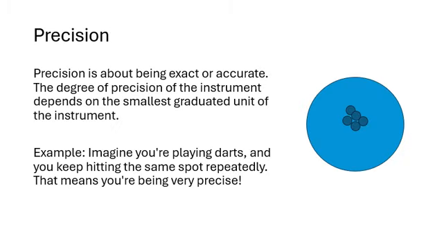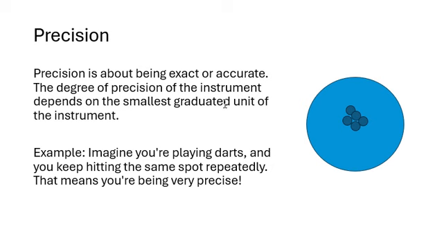Precision is like, imagine you're playing darts and you keep hitting the same spot repeatedly. That means you are being very precise. So precision is about being exact or accurate.